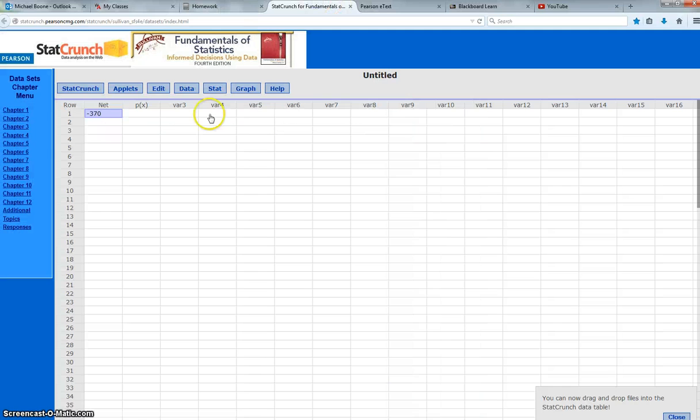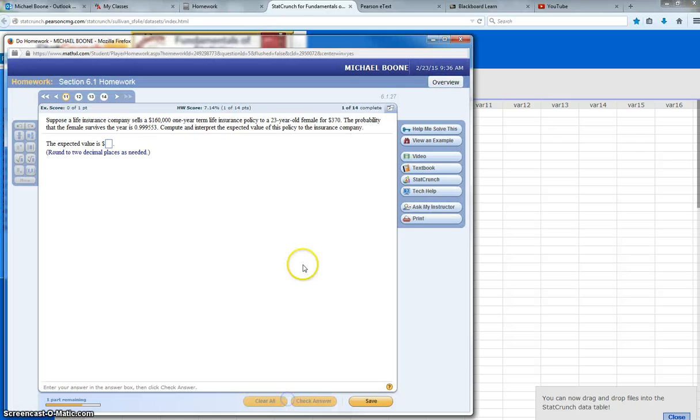So let's go back to our StatCrunch. And the probability of that happening is 0.999553. All right. If I die, my net amount is not the 160,000 because I paid 370 yen. I paid 370 yen and my family would get back 160,000. So it would really be 159,630, the difference of 160,000 and 370.